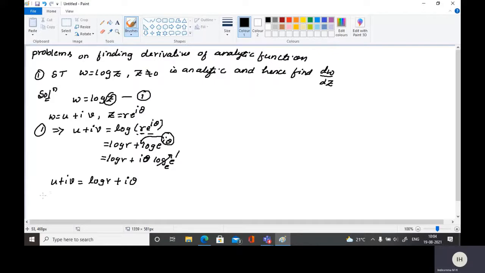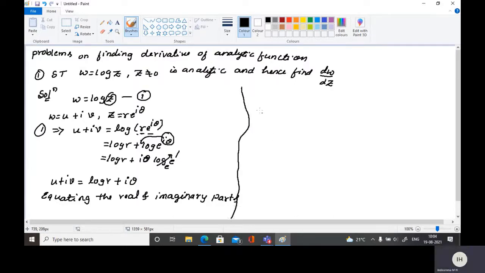Now, equating the real and imaginary parts, we obtain u is equal to log r and v is equal to theta. So to prove it is analytic, it should satisfy the CR equations.